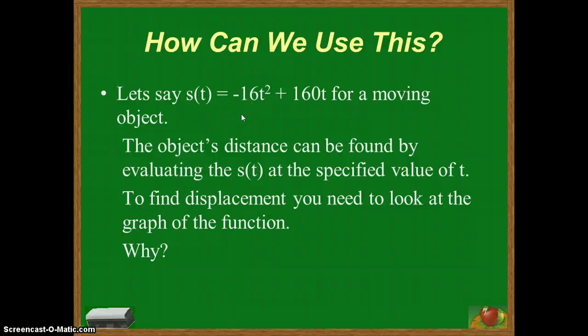Let's say the position function is negative 16t squared plus 160t for a moving object. The object's distance can be found by evaluating the s of t at a specific value of t. To find displacement, you need to look at a graph of the function. Why? Because the object may be moving up and down, in other words, farther away from its starting position, and then turning and getting closer to its starting position.